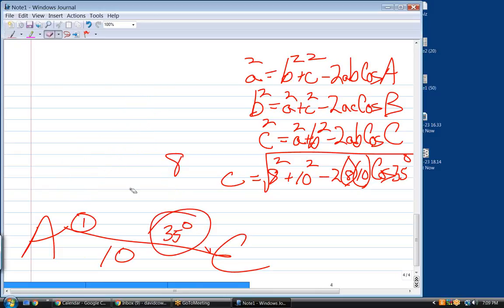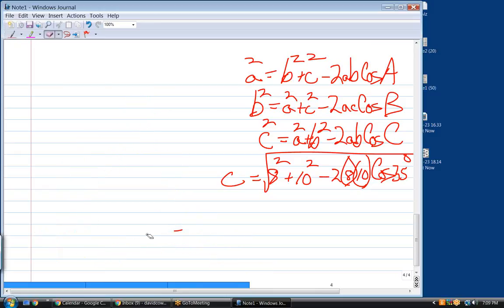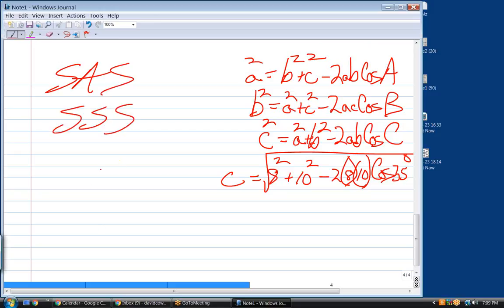There are only two situations where you use the law of cosines. One is the kind I just showed you, where you have side, angle, side, and the other is where you have side, side, side. And that's it. And in that case, you would know little c.